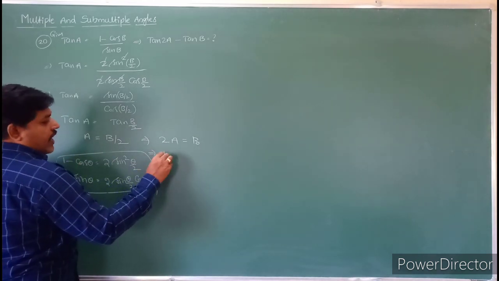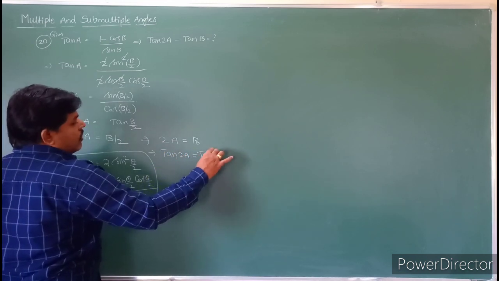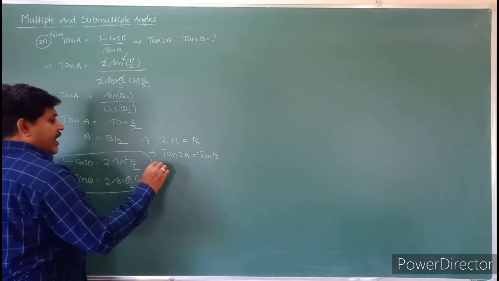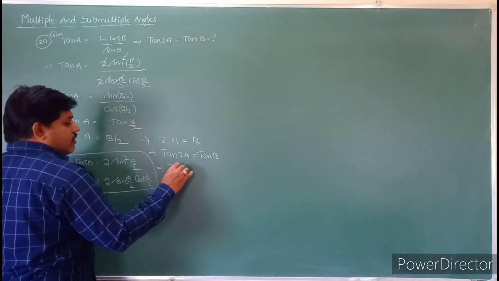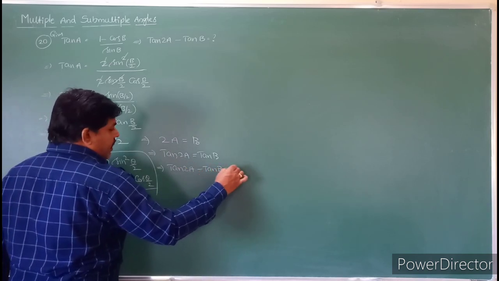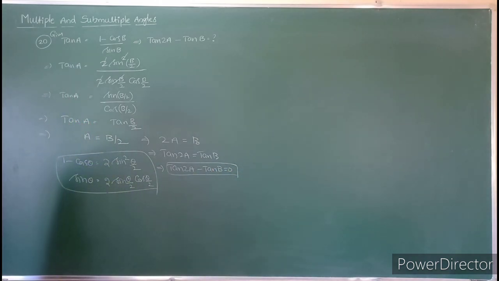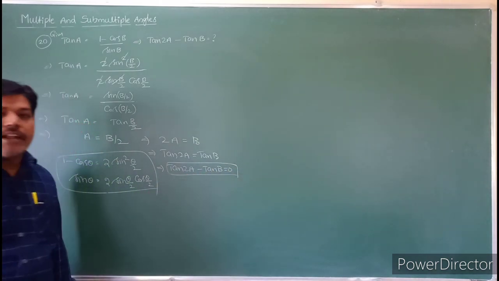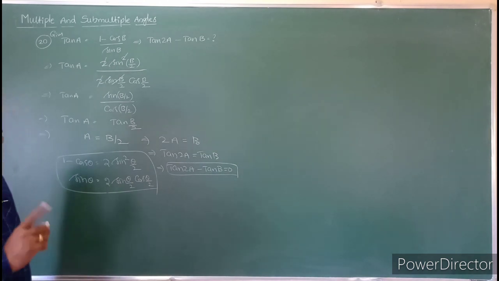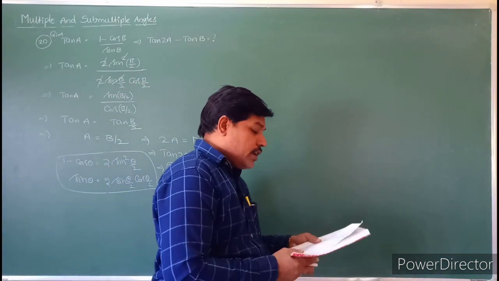Apply the tan on both the sides. You will get tan 2A is equal to tan B. And take this value to this side. So that implies tan 2A minus tan B will become 0. Do you understand that, students? So see the next question, question number 21.